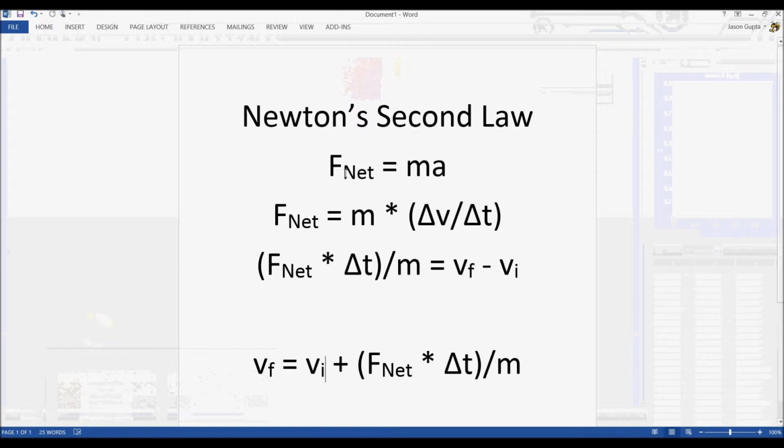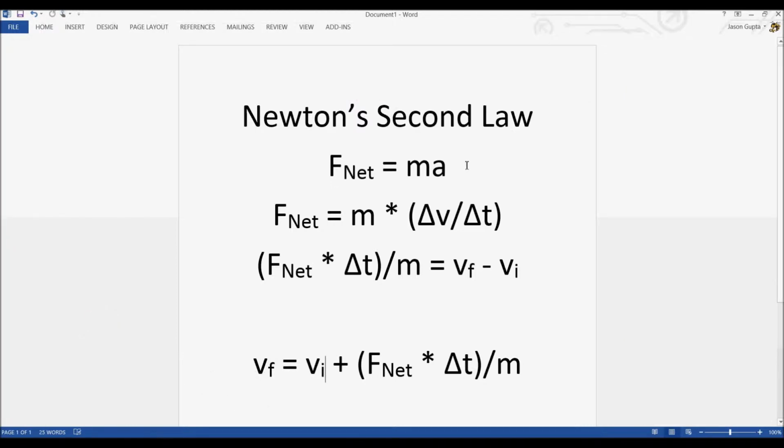Newton's second law states that the net force is equal to mass times acceleration. We can rewrite acceleration as the change in velocity over the change in time. We can then rearrange the equation to be left with this, where we also change delta v to vf minus vi, the final velocity minus the initial velocity. We can once again rearrange the equation, and we're left with the final velocity is equal to the initial velocity plus the net force times the change in time divided by the mass.